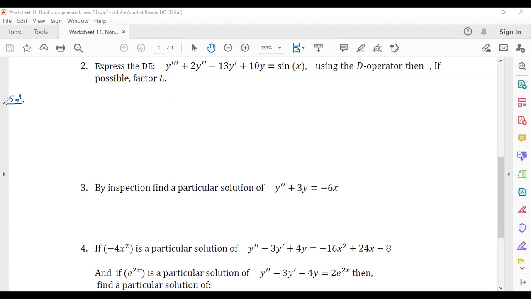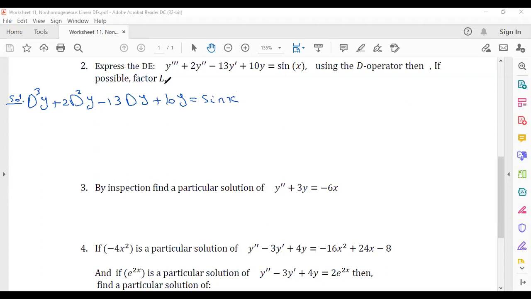Yes, Islam. D cubed y plus 2 D squared y, great, minus 13 Dy, okay, plus 10y, great, equals sine x. This is the D form of my differential equation.